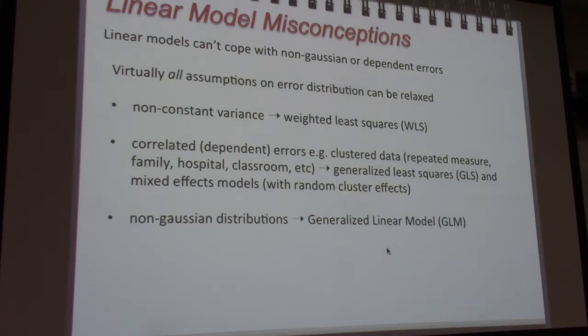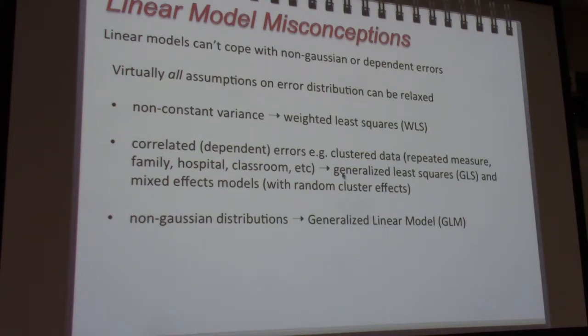The other sort of anxiety that I often see is people say, well, you've assumed these Gaussian errors, and I'm not sure our errors are really Gaussian. Well, the truth is, every assumption about the error distribution can be relaxed. If the variances look to be non-constant in your residual diagnostic plots, there's a procedure called weighted least squares that can deal with that. With the generalized linear model, we can model a large variety of non-Gaussian distributions: Poisson, binomial, multinomial, what have you, Cox.